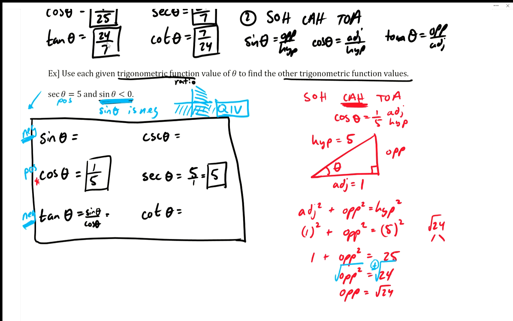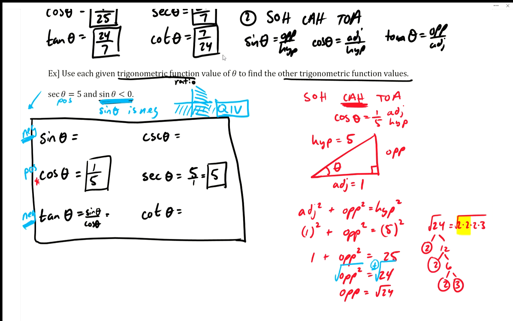Okay, so the square root of 24 is the square root of 2 and 12. 2's prime. 12 is 2 and 6. And then 6 is 2 and 3. So there are its prime factors. So we've got 2 times 2 times 2 times 3. And then, well, 2 times 2, let's highlight that. 2 times 2 is 4.